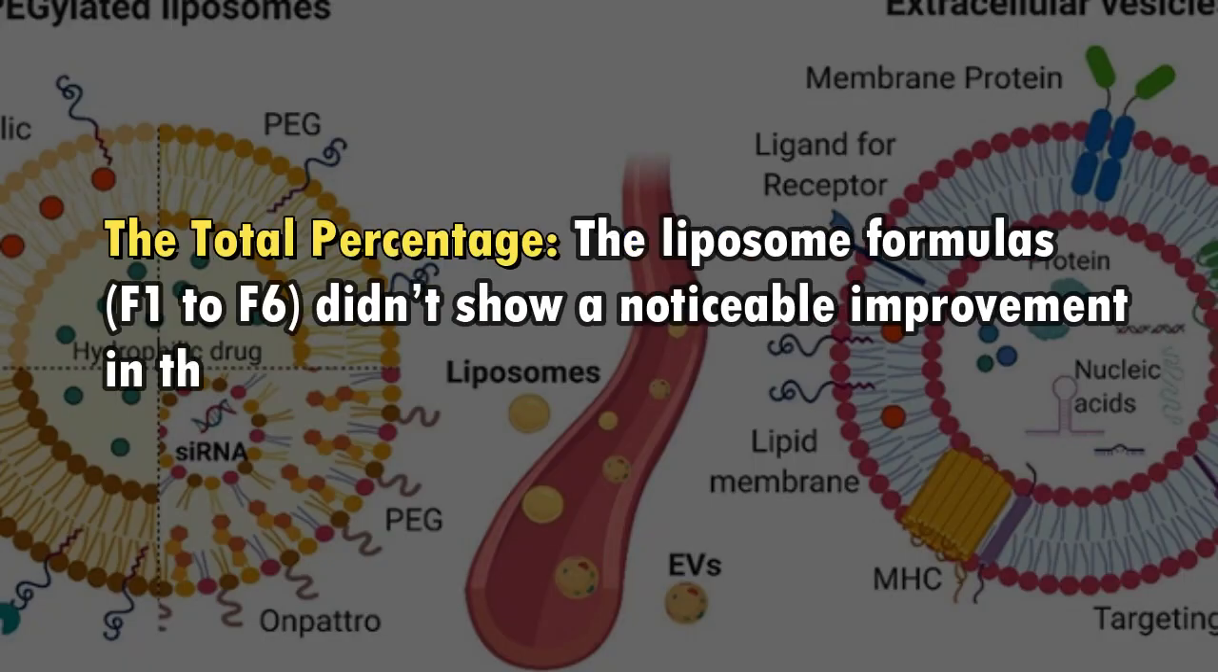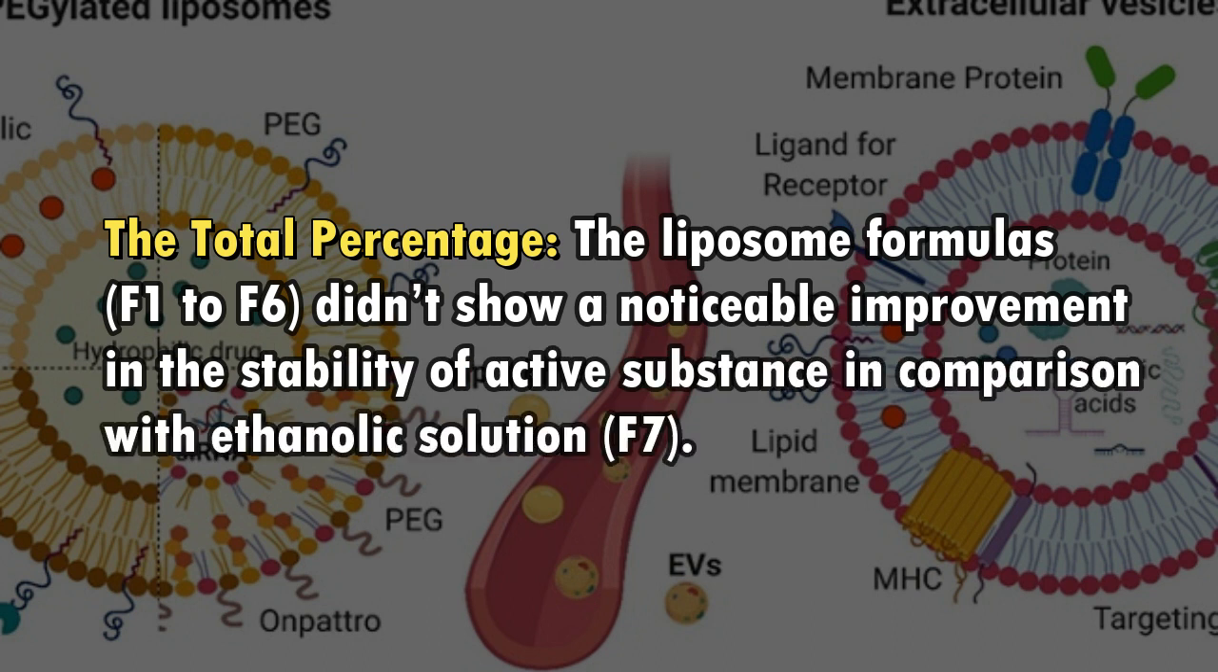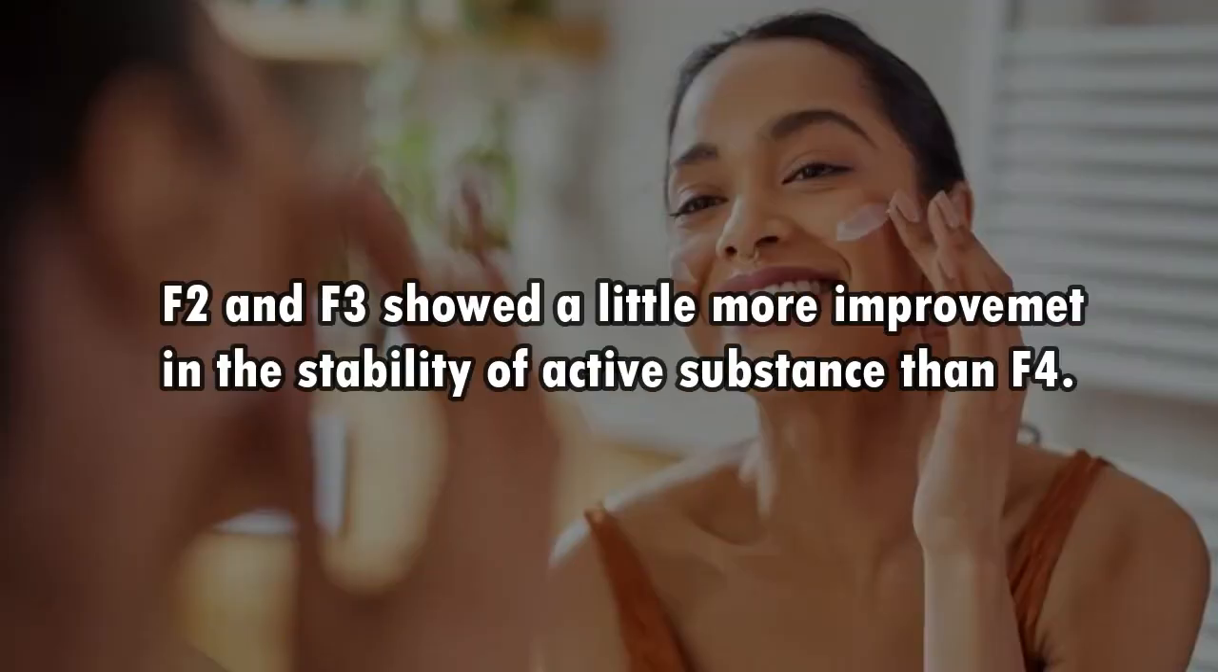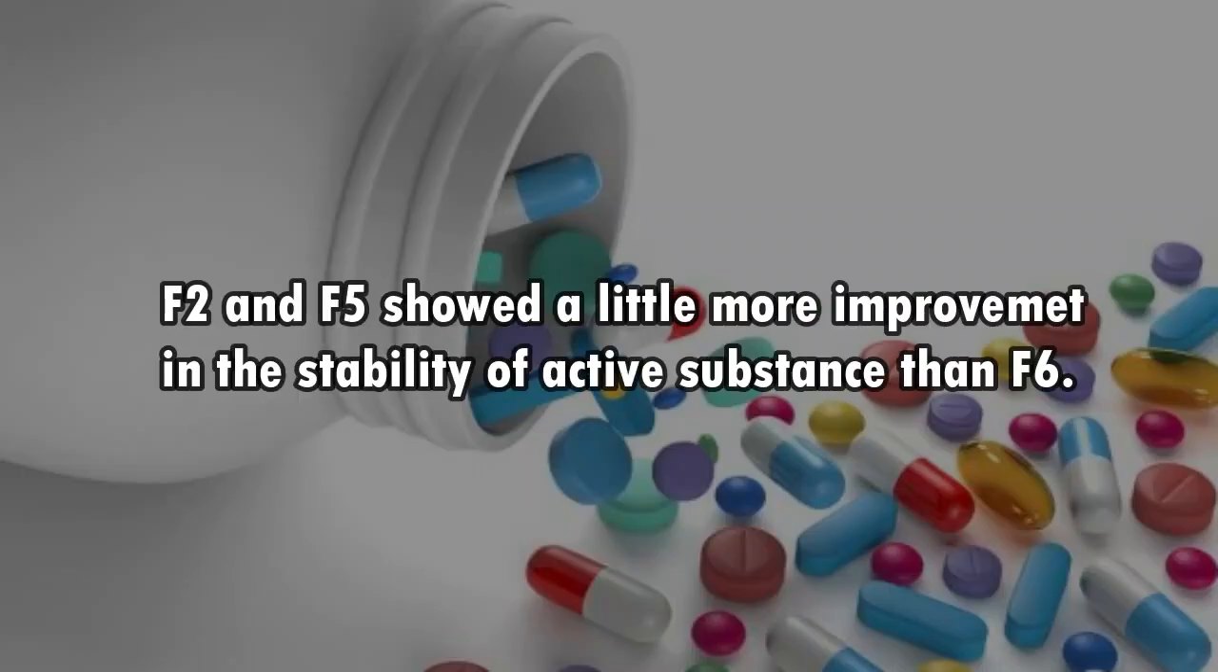The total percentage. The liposome formulas, F1 to F6, didn't show a noticeable improvement in the stability of active substance in comparison with ethanolic solution, F7. F2 and F3 showed a little more improvement in the stability of active substance than F4. F2 and F5 showed a little more improvement in the stability of active substance than F6.